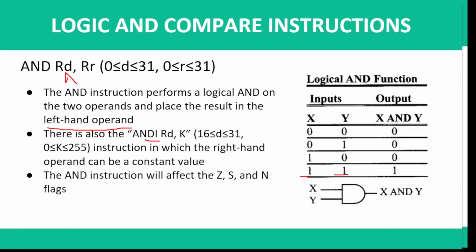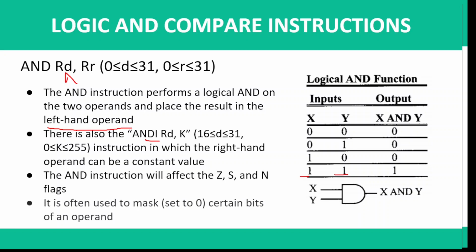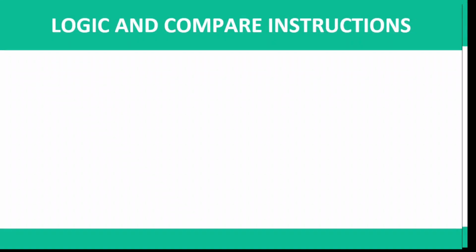And the AND instruction will affect the Z, S, and N flags. It is often used to mask or set to 0 certain bits of an operand, to zero out certain bits or certain nibbles.